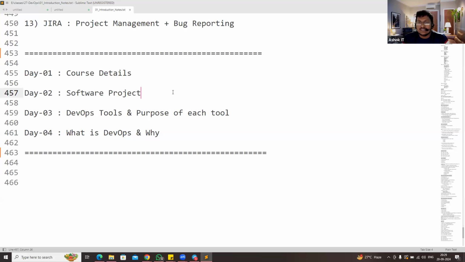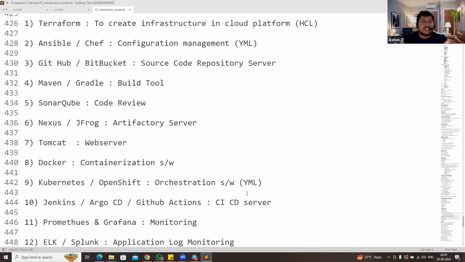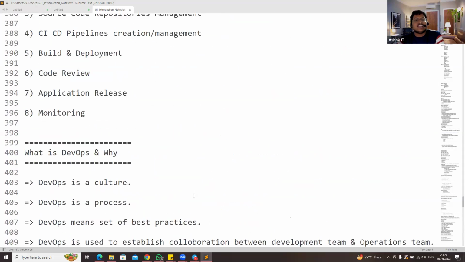DevOps is a culture, and we can say DevOps is a process, and we can say DevOps is nothing but a set of best practices that we follow to simplify our project build and deployment process to the client. And we also understood the roles and responsibilities of a DevOps engineer in the IT industry.